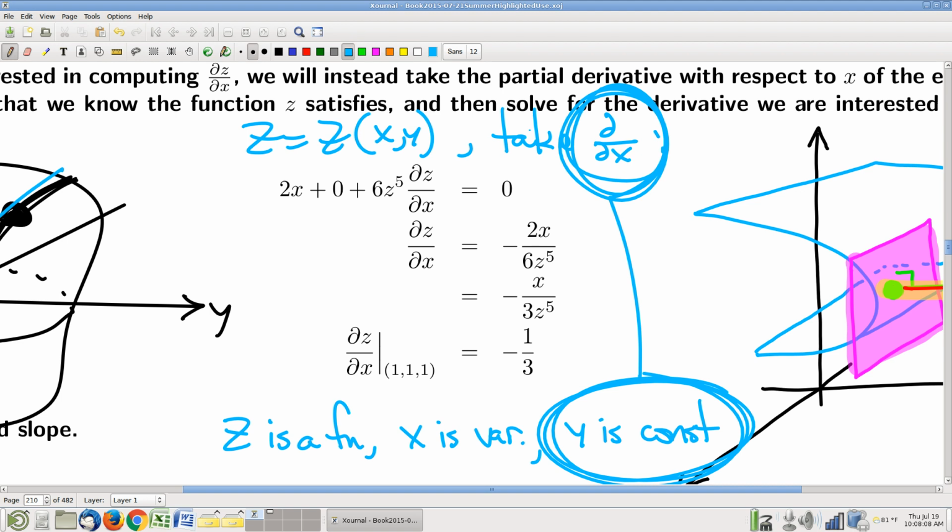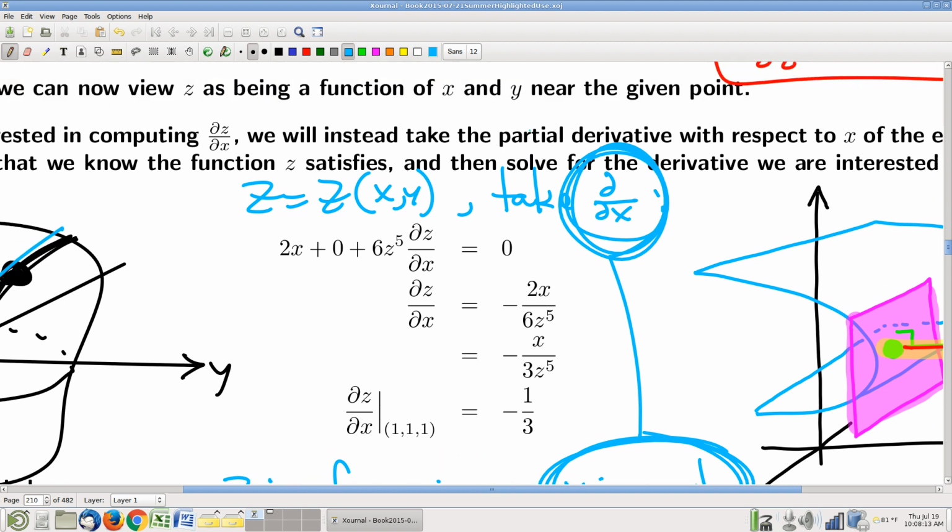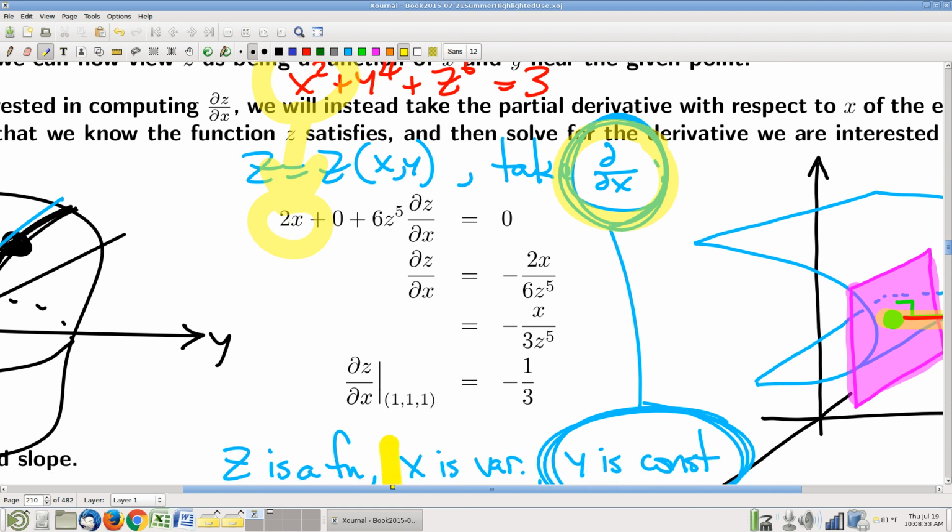Okay, so keep that in mind as you're going through and doing this algebra. Our initial algebra was, I'm just going to write it as a reference here, x squared plus y to the 4th plus z to the 6th equals 3. And we're taking the x partial. The x partial of x squared is 2x. X is a variable, so that's cool. That's how that works.